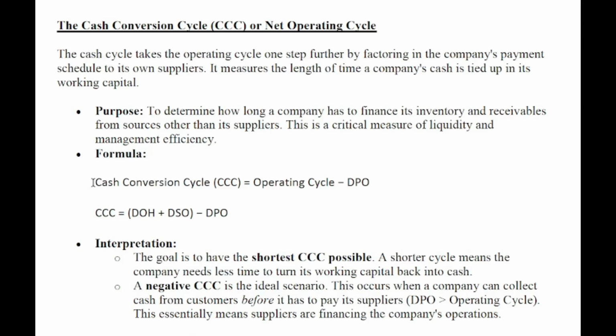The formula for cash conversion cycle is, first we have to calculate the operating cycle. That means days sales in inventory and days sales in receivable, and you can then subtract days purchase in payables.